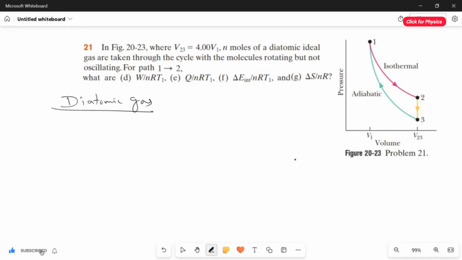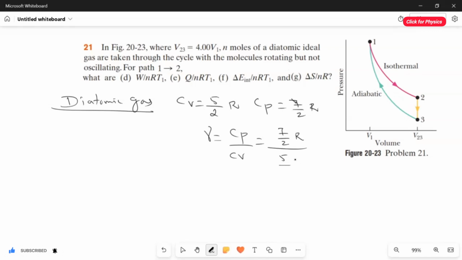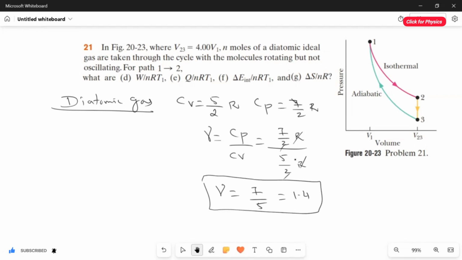For a diatomic gas molecule, the CV value is 5 over 2 times R and the CP value is 7 over 2 times R. So by using this, we can find the value of gamma, which is CP over CV. So 7 over 2 times R over 5 over 2 times R. We can cancel the R and the 2. So we get gamma equal to 7 over 5, which is 1.4. We are going to use this value wherever we need.